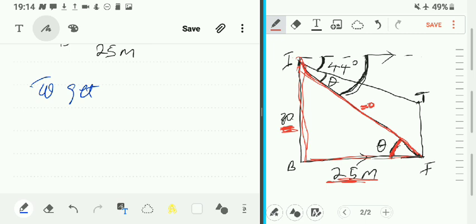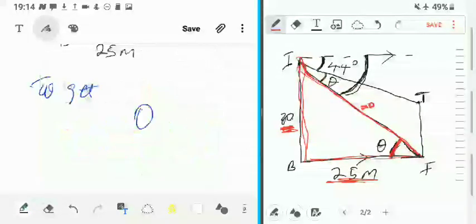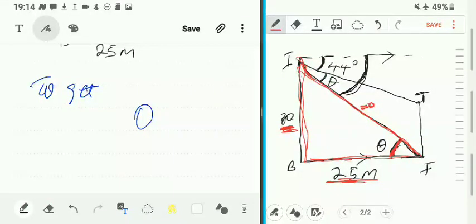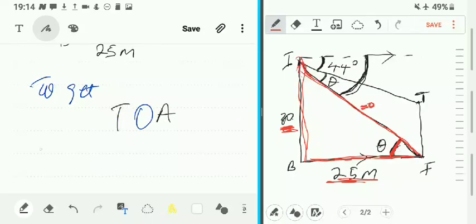Look at this angle theta. Which sides are given? Two sides are given. The opposite side is given, O is given. And this side, BF, which is the adjacent side. So I'm going to be using TOA, using the tan ratio.